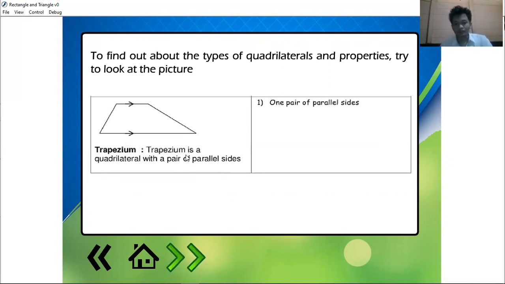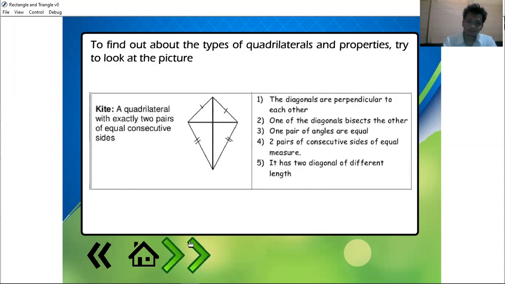Next is trapezium. A trapezium is a quadrilateral with a pair of parallel sides. The property is one pair of parallel sides. Next, kite. A quadrilateral with exactly two pairs of equal consecutive sides. The diagonals are perpendicular to each other. One of the diagonals bisects the other. One pair of angles are equal. Two pairs of consecutive sides are of equal measure, and it has two diagonals of different length.